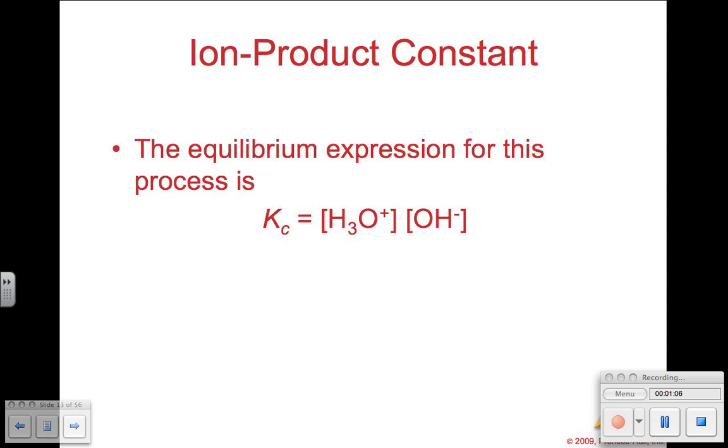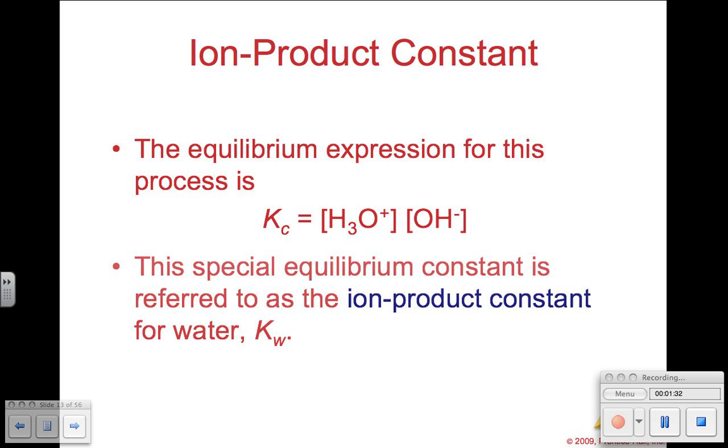So what this gives us is we can write an equilibrium expression for this process. And you notice how water, H2O, is not in this equilibrium expression, because we omit water in concentrations because it's the solvent. It's not actually a dissolved thing in there. So we get Kc equals the concentration of H3O plus times the concentration of OH minus.